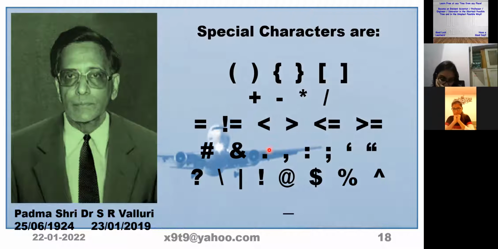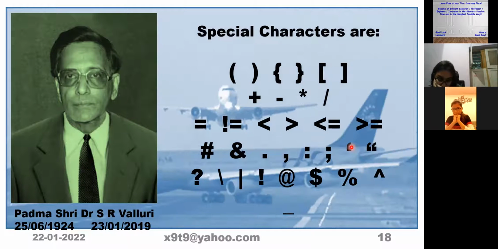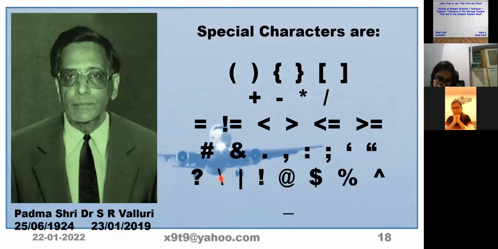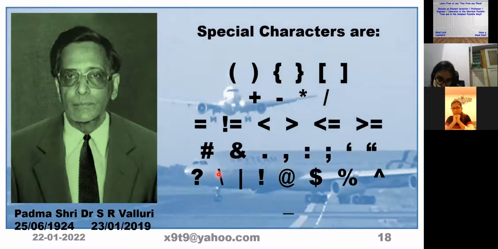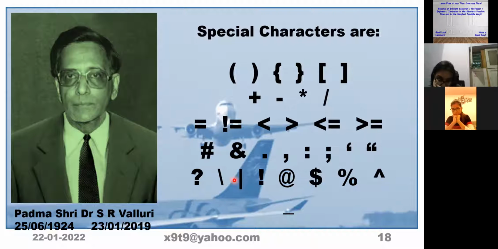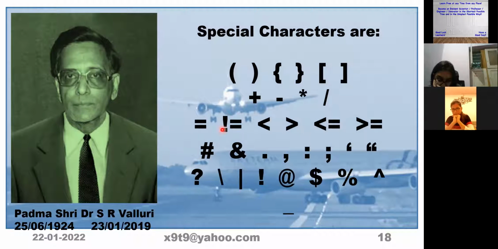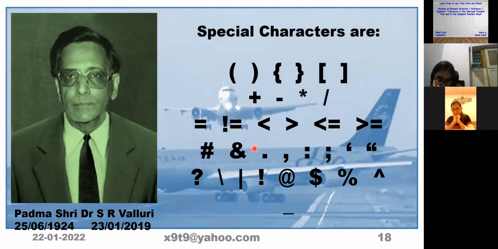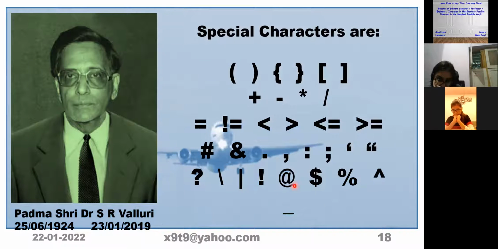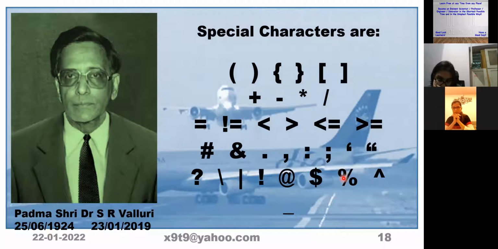Full stop, comma, colon, semicolon, single quotation, double quotation mark, question mark. This is called backslash, forward slash. This is called backslash, and here it is the forward slash. This is a vertical line. So this is what I have given here, exclamatory mark, which is used to indicate the not operation. Then at symbol, dollar, and this percentage symbol.